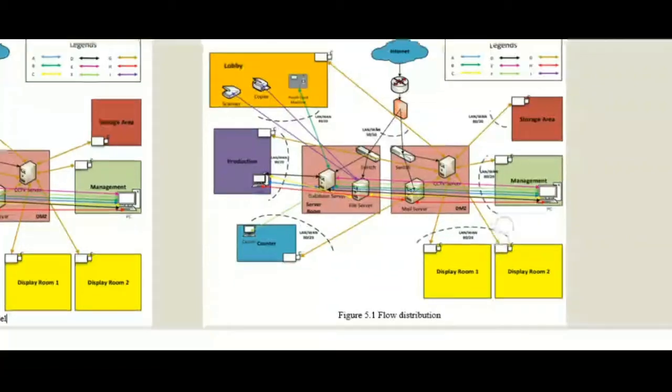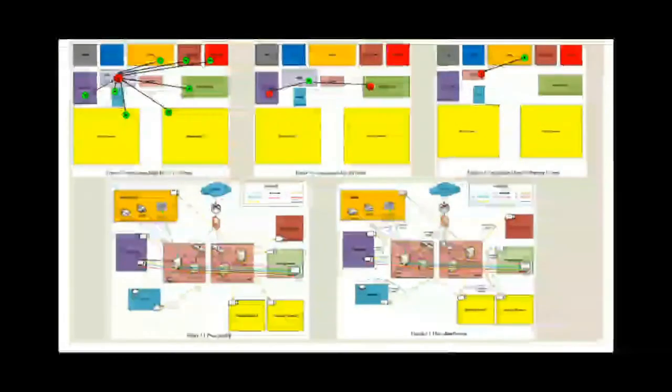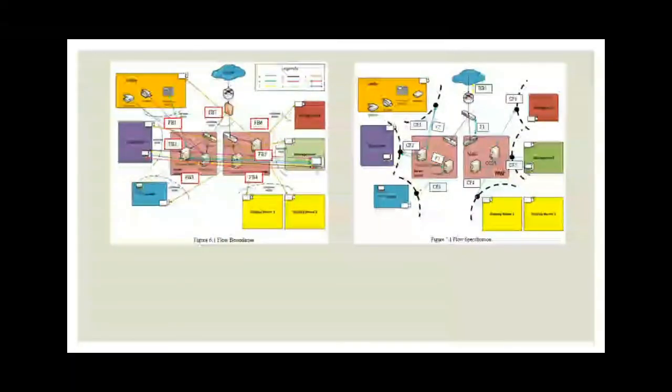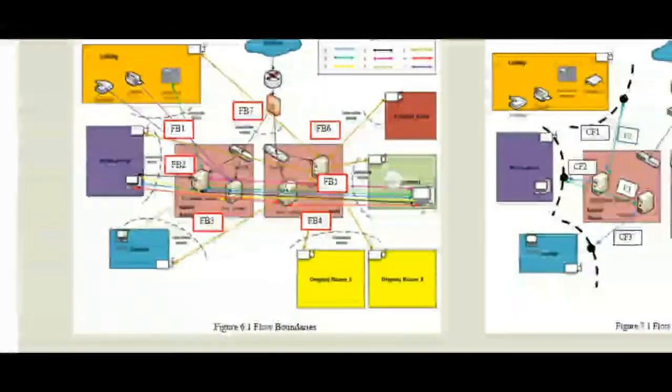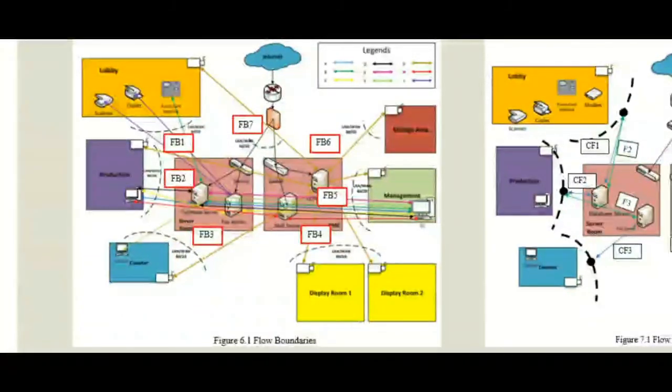Okay. Next is the flow boundaries. Now, the flow boundaries here, as you can see. For flow boundary 1 at LAN B, the applications involved are applications B, G, I. Flow boundary 2 is A, C, D, G, H. Flow boundary 3 is F, G. Flow boundary 4 is just G.